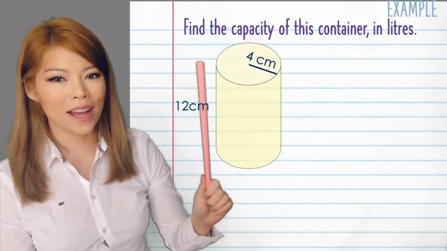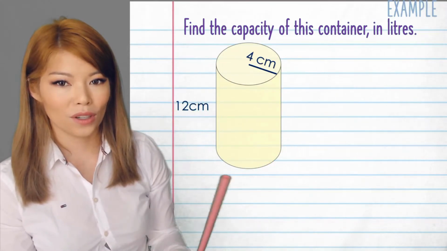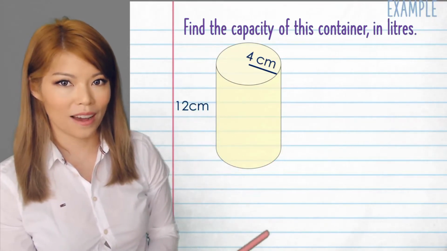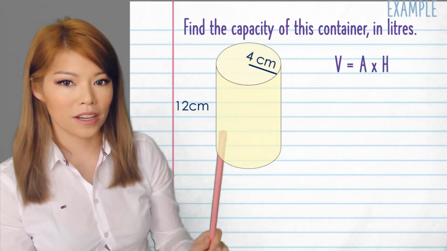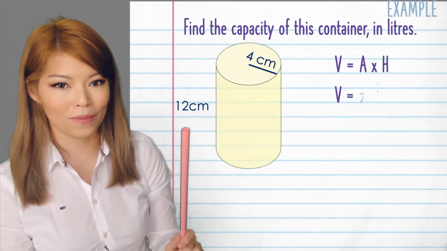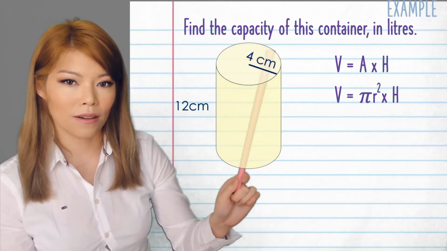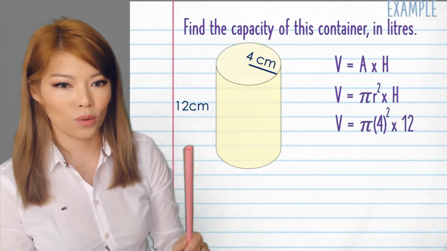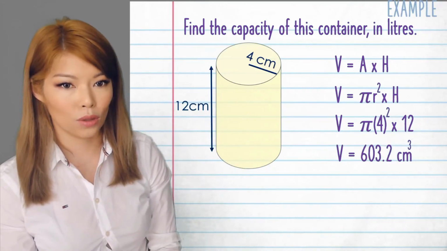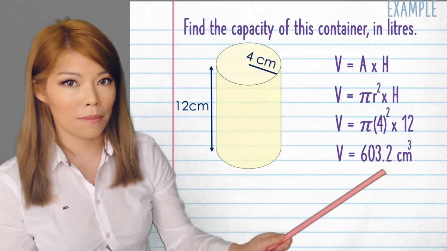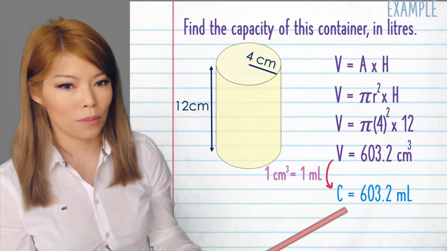Last example, find the capacity of this container in liters. So this time we have to find the volume first and then convert our units. So the volume for this shape is area times height, and the area of the cross section is a circle, and the height is 12. So here we have pi r squared for the circle and then times h. R is a radius of 4 and h is 12. So plug that in, we get a volume of 603.2 centimeter cubed. And we know that centimeter cube is the same as, remember it's tiny, mils. So that is the same as 603.2 mils.